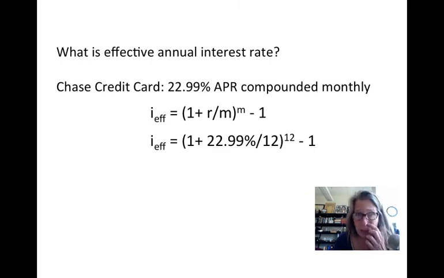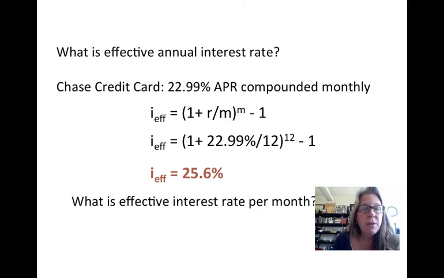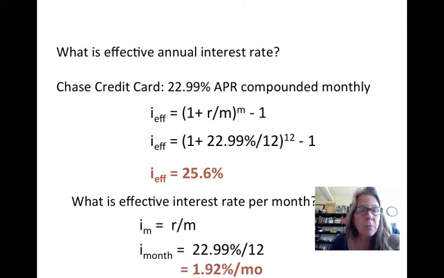So for the actual calculation, you have to do 0.2299 divided by 12, plus 1, to the 12th power, minus 1. And that gives you 25.6%. So you can see that when we include compounding, it's quite a bit more than the uncompounded value. The almost 23% becomes 25.6%. Now, the effective rate per month, because this value is compounded monthly, the rate is r over m, so it's 1.92% per month, almost 2% per month. So that's how you get that value.